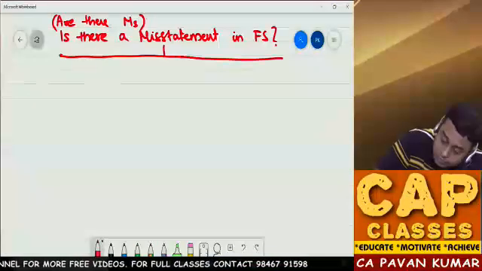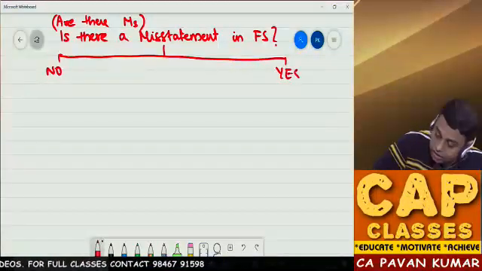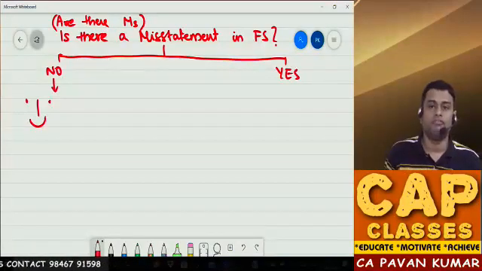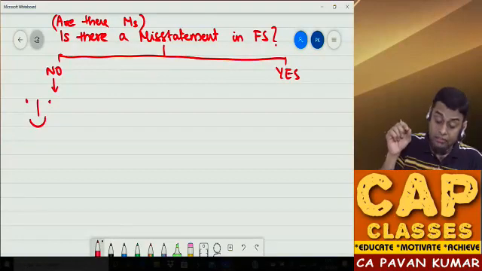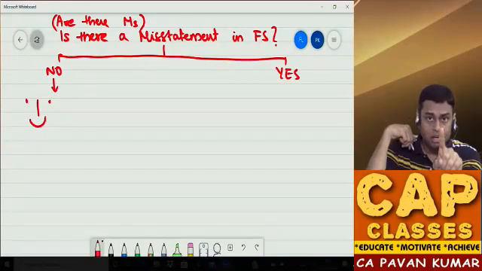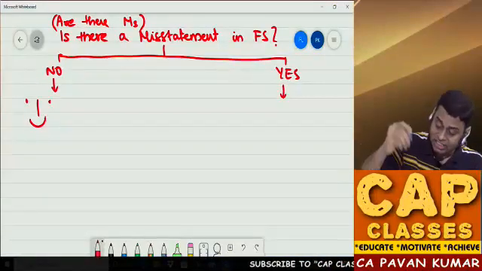Answer could be no, or answer could be yes. If the answer is no, auditor is happy. When there is no misstatement in financial statements, auditor is happy. If the answer is yes, that means there is either one or many misstatements in financial statements. Then auditor will ask a second question.